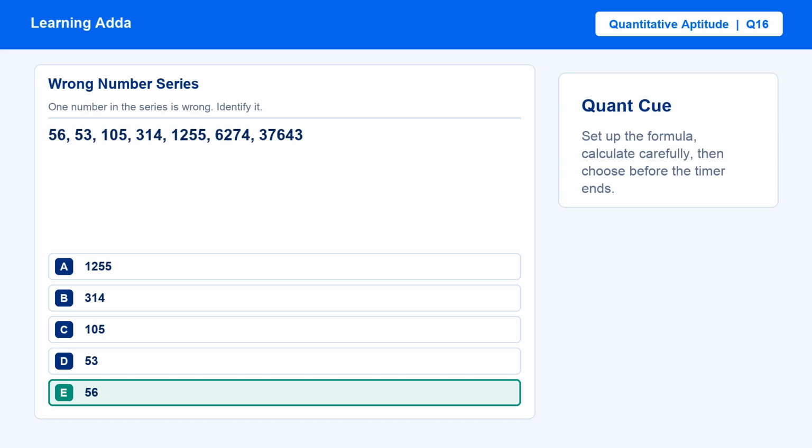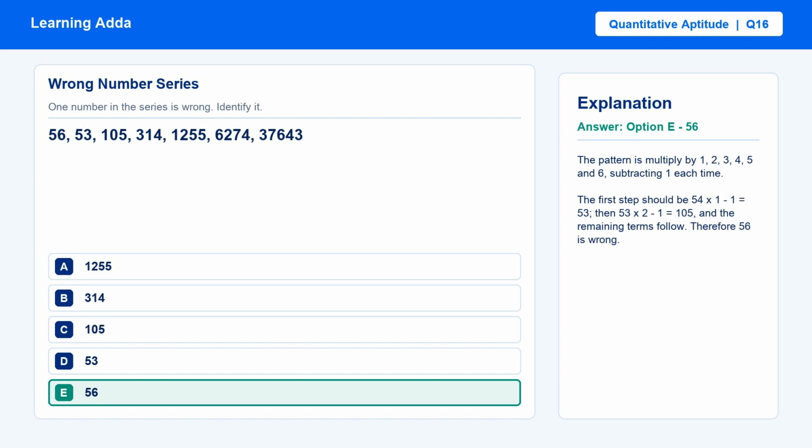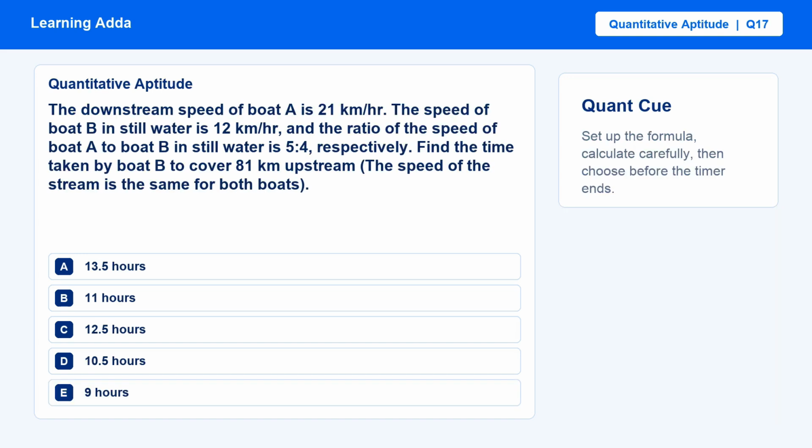The answer is option E, 56. The pattern is multiply by 1, 2, 3, 4, 5 and 6, subtracting 1 each time. The first step should be 54 times 1 minus 1 is equal to 53, then 53 times 2 minus 1 is equal to 105, and the remaining terms follow. Therefore 56 is wrong.